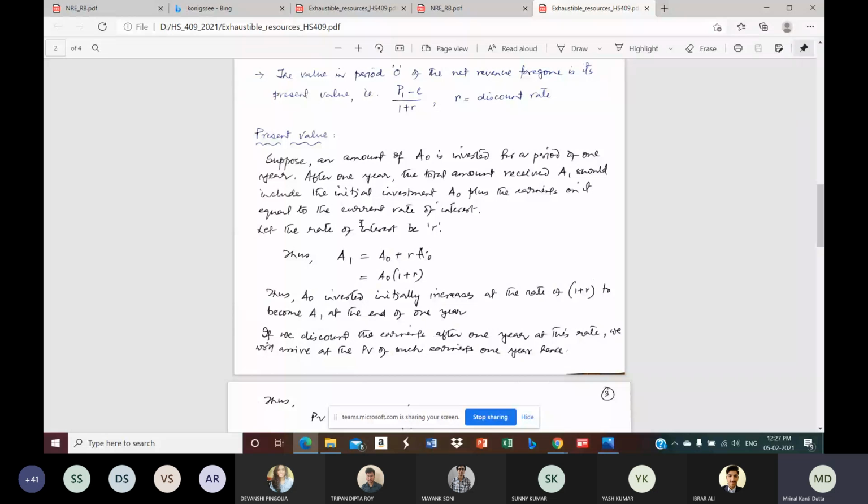Now, on rearrangement of equation number 5, we find P1 minus C divided by 1 plus R to be equivalent to P naught minus C. So P1 minus C can be considered to be P naught minus C multiplied by 1 plus R. That is equation number 6. This equation number 6 is considered the second condition of optimal depletion. It is also known as the fundamental equation of exhaustible resource extraction.